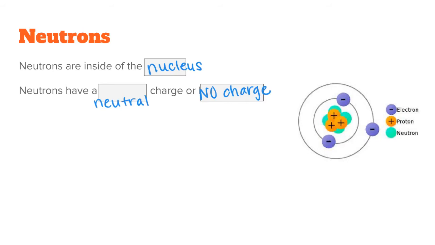You can see in this picture over here that the neutrons are represented back here with the protons, and they are in the nucleus. So the neutrons and the protons, because they're in the nucleus, that's really what gives the atom its mass.